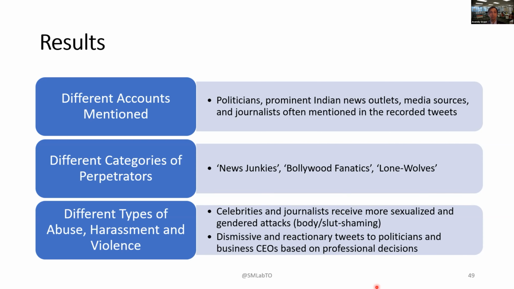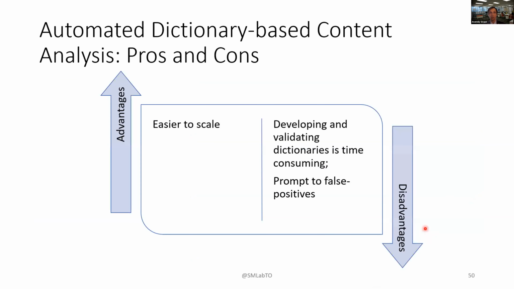And so this actually brings us to a machine learning approach that may help to address some of these limitations. But just to summarize the advantages and disadvantages of this automated dictionary-based or lexicon-based content analysis: yes, it's easy to scale, but it takes a lot of time to develop and validate those dictionaries, because you have to develop dictionaries accounting for certain language and certain platform affordances. It will be prone to some false positive results, simply because of the way people use language, of course, the same words can mean different things in different contexts.